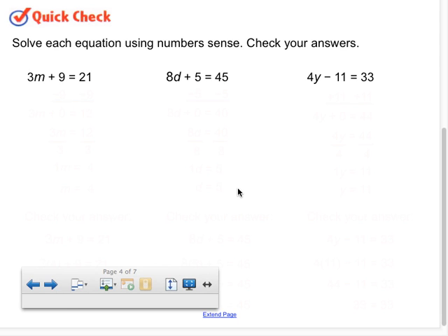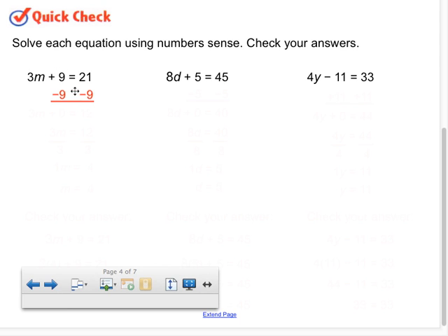Can somebody walk us through this first problem? Jose, can you walk me through this first problem? Right, we're going to subtract 9. Very good. And we got to do that to both sides. So what do we get back when we subtract 9 from both sides?